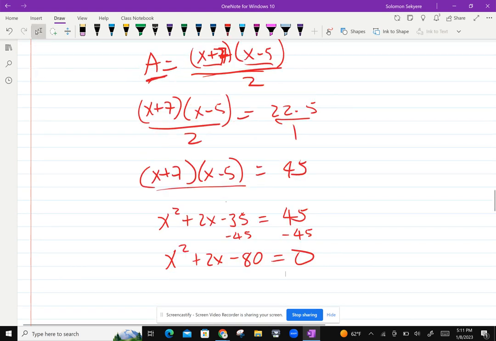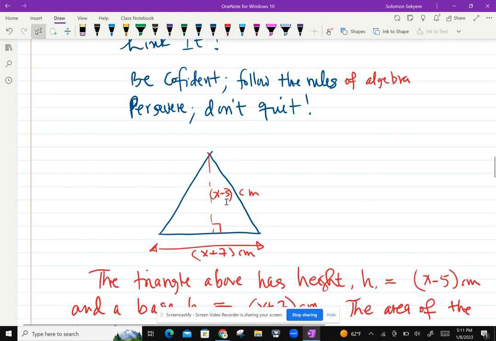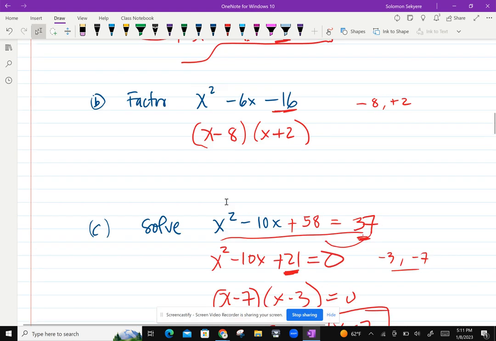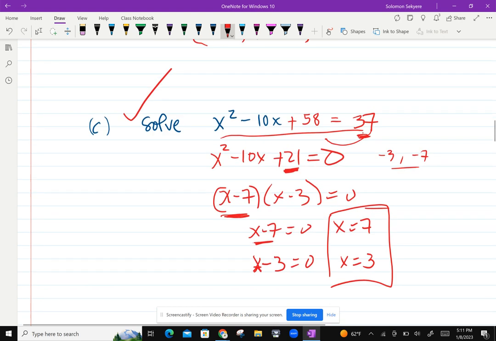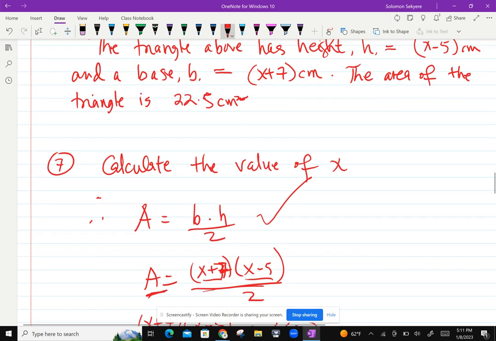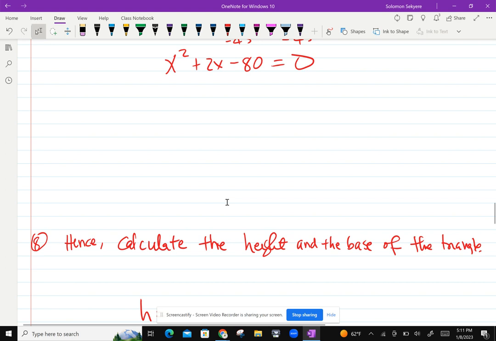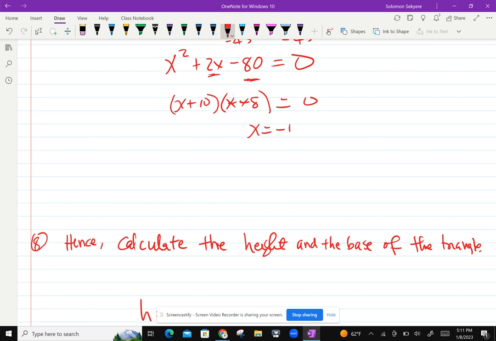See that? So this is the link thinking I'm talking about. You do the link thinking because you've learned this skill, so apply it. Now, you've learned to factor this. How do you factor it? This is the second scale. Factors of negative 80 that add up to positive 2. What is that? x plus 10, x minus 8. This is equal to 0. And then you solve for x. x equals negative 10, x equals 8, right?